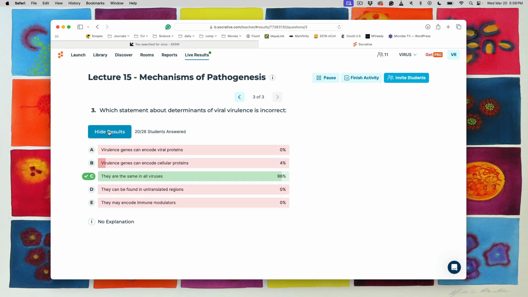Oh. It's one person who did it. I think it's one person. Yeah, they're the same. Virulence is not the same in all viruses, right? Determinants of virulence are not the same in all viruses. So the one wrong answer, virulence genes can encode cellular proteins. Yeah, can, right? That's all these GWAS things, that's what they're identifying. So. But most of you got it right, it's good.